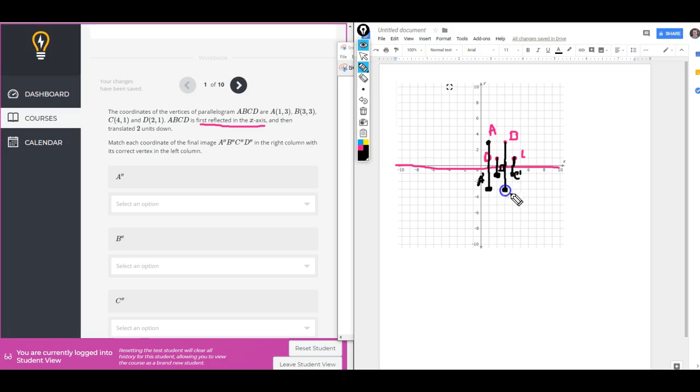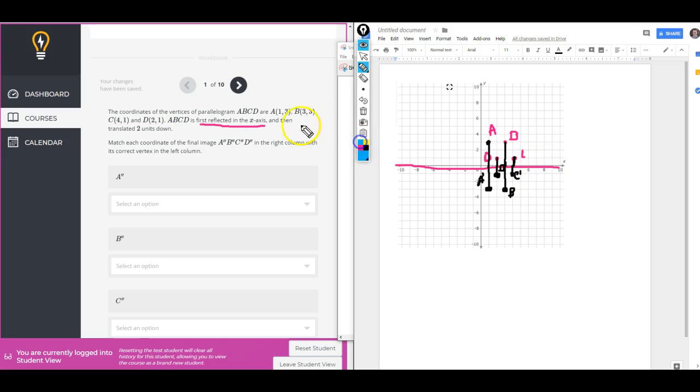And a good question right here is, is it always in the exact opposite direction? Yes, it is. And it'll be the same distance in the exact opposite direction. A reflection is just exactly on the other side of whatever line they tell you. So it'll be the exact same distance.